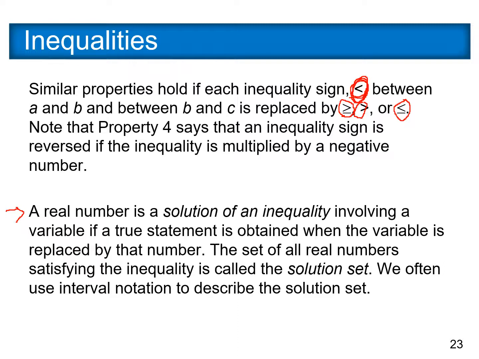So on this second paragraph here, it reads that a real number is a solution of an inequality involving a variable if a true statement is obtained when the variable is replaced by that number. And the set of all real numbers satisfying the inequality is called the solution set. In other words, inequalities will always have more than one solution, and we often use interval notation to describe this solution set.